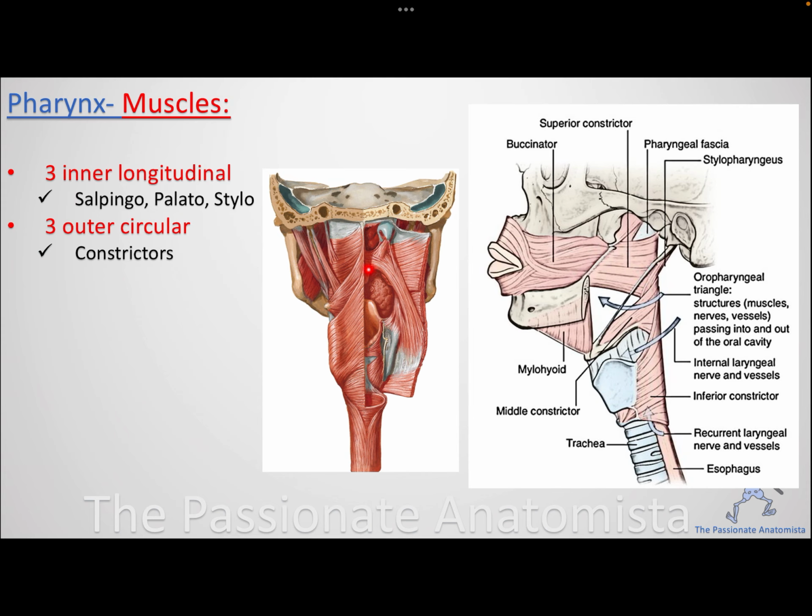Salpingopharyngeus, all right? One from the soft palate, which is palatopharyngeus, and the last one from the styloid process, which is the stylopharyngeus muscle. These are the inner longitudinal muscles, sorry. And then outside, I'm surrounding them by three muscles. One superior, one middle, and it's very thin, and one inferior, which is the bigger one.